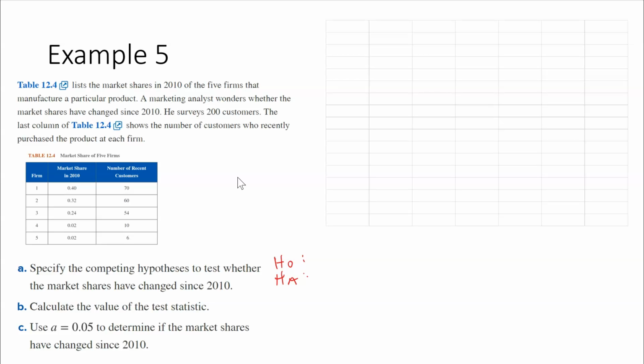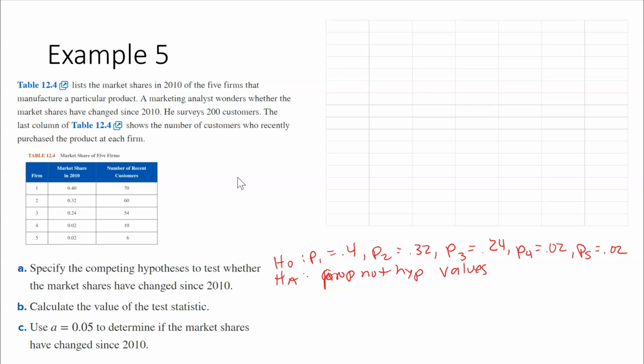So we're going to use that P1 is equal to 0.4, P2 is equal to 0.32, P3, 0.24, P4, 0.02, and P5, 0.02. And our null is that the proportions are not the hypothesized values, right? They're different. Okay, so that's done.